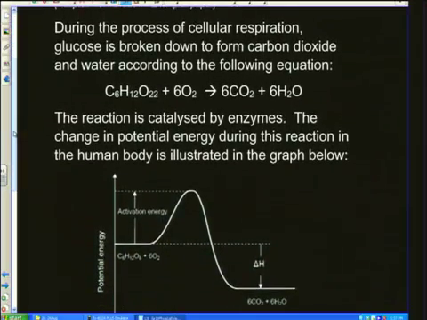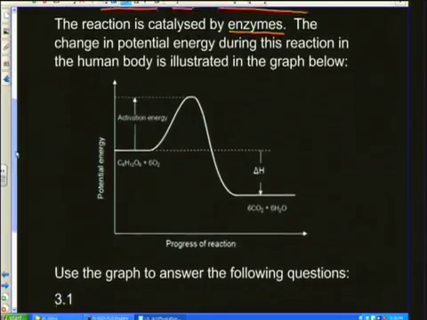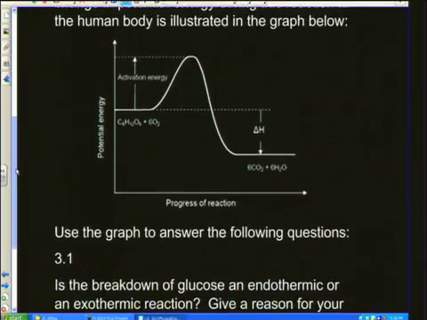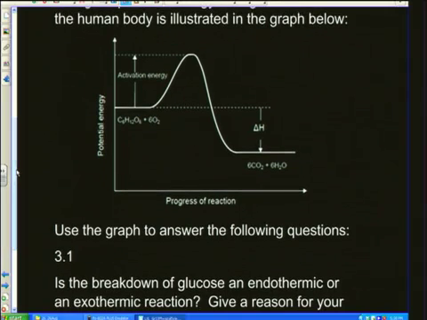During the process of cellular respiration, glucose is broken down to form carbon dioxide and water according to the following equation, okay? So glucose now is broken down. This is actually a combustion reaction. The reaction is catalyzed by enzymes. So what do enzymes do? They act as catalysts. The change in potential energy during this reaction in the human body is illustrated in the graph below. Okay, there we go. We have the graph there. Use the graph to answer the following questions.